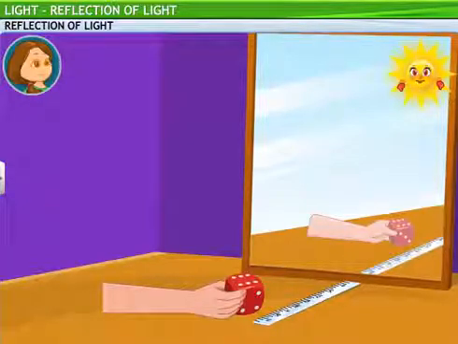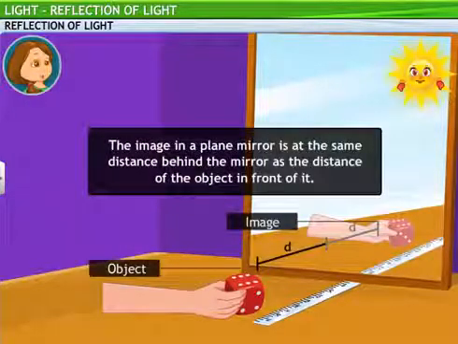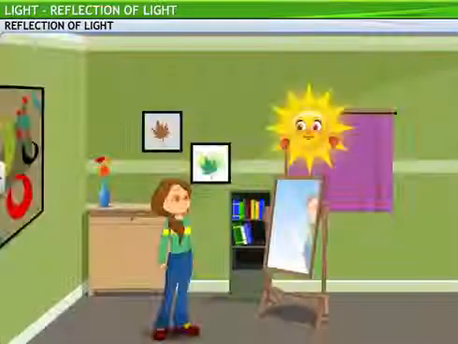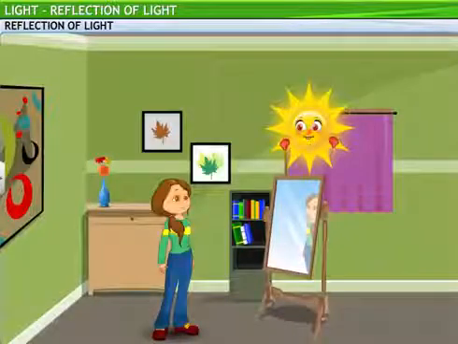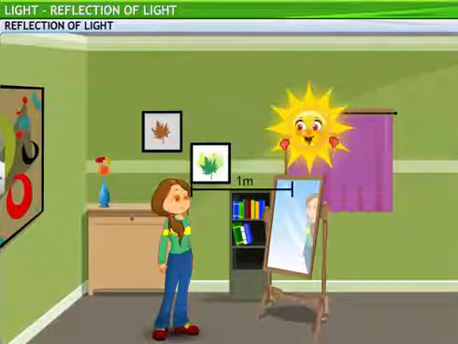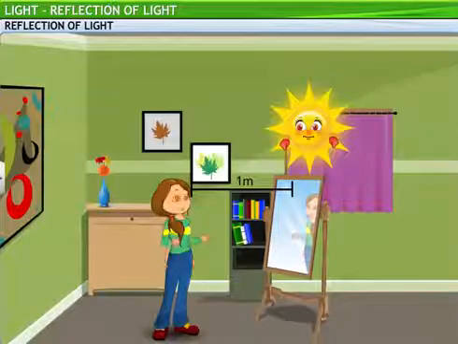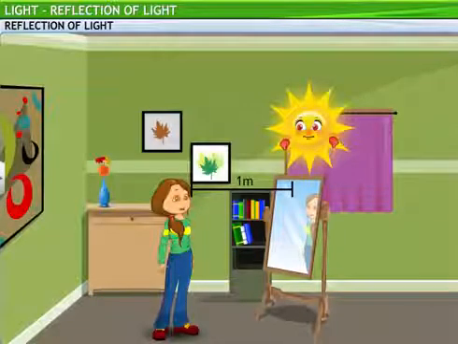So, basically, the distance of the image behind the mirror is always equal to the distance of the object in front of it, right? That's absolutely correct, Susan. So if you are standing at a distance of 1 meter in front of the mirror, then your image will be behind the mirror, at a distance of 1 meter from it. Wow! So my image is at a distance of 2 meters from me when I'm just a meter in front of the mirror? Right. Smart thinking.